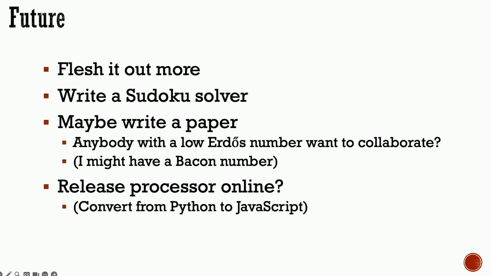And so I'm going to flesh this out more. I might write a Sudoku solver, which would be kind of cool. Does anyone here have an Erdős number and want to collaborate on a paper? And I wrote this in Python, but I am thinking of making a JavaScript version and releasing it online.